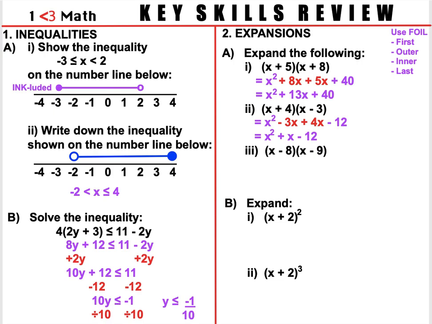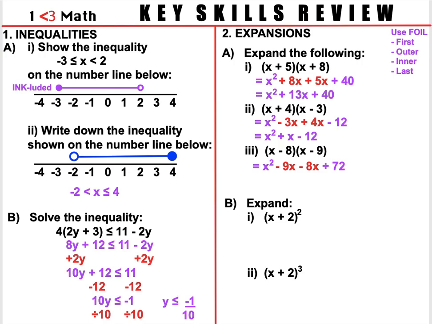The third one is x minus 8 multiplied by x minus 9. So we'll start off by multiplying the x's. That's going to give us x squared. X multiplied by minus 9 is minus 9x. Minus 8 multiplied by x is minus 8x. And then a minus times a minus is a positive. So minus 8 multiplied by minus 9 is plus 72.